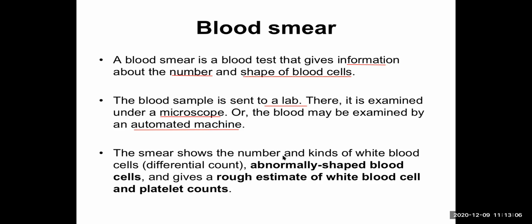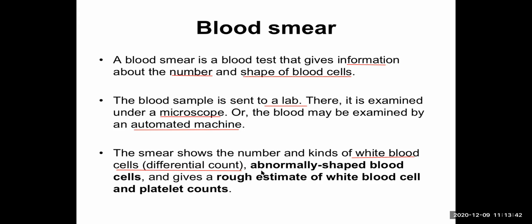The smear shows the number and kinds of white blood cells, which is known as a differential count. Let me clarify once again. We have already learned what total WBC is, but there are different types of WBC. The names you already know: neutrophil, lymphocyte, monocyte, eosinophil, basophil, isn't it? So what is the percentage of each of these white blood cells? We need to find it out. This is known as a differential count.